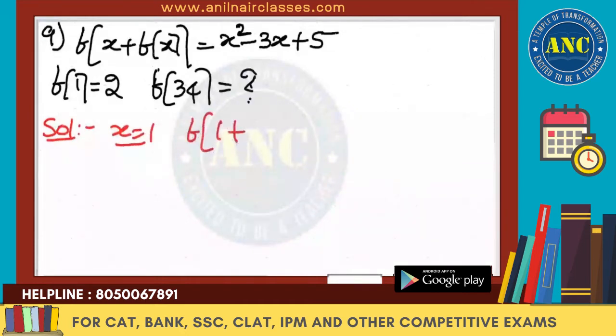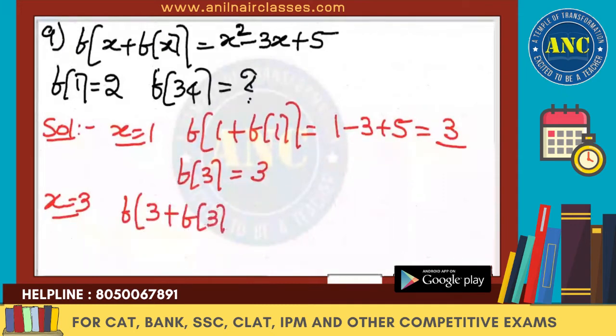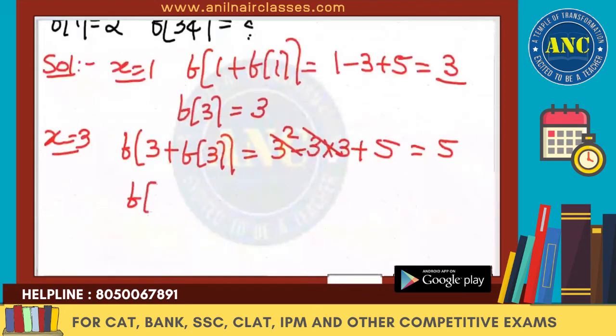So f of 1 plus f of 1, it is nothing but 1 minus 3 plus 5. 6 minus 3 is 3. F of 1 is 2. 2 plus 1 is 3, so f of 3 is 3. Put x equivalent to 3 because we know f of 3. So this is nothing but f of 3 plus f of 3, which is 3 square minus 3 into 3 plus 5. 9 minus 9 cancel, 5. So f of 3 is 3. 3 plus 3 is 6. F of 6 is 5.